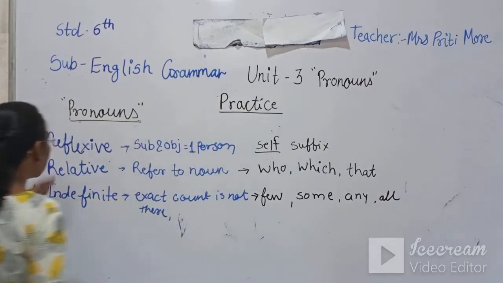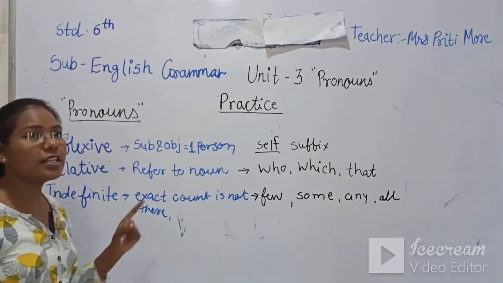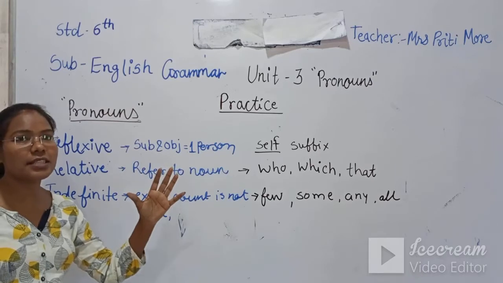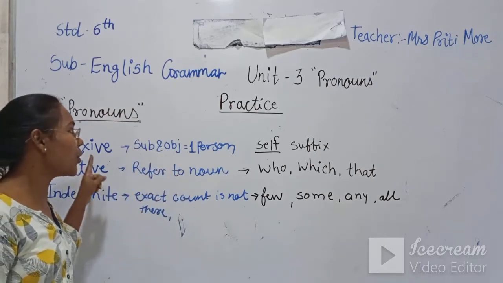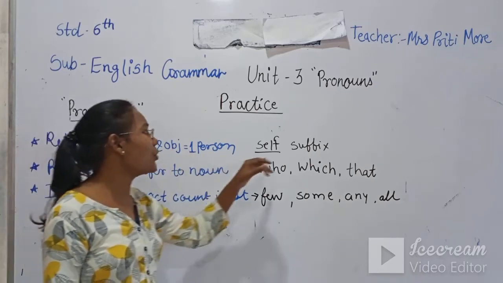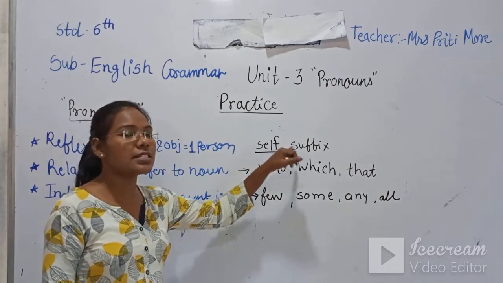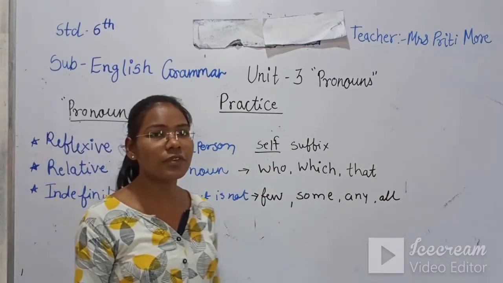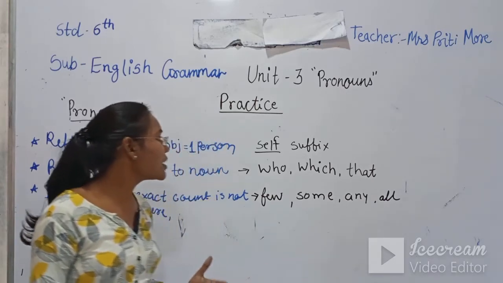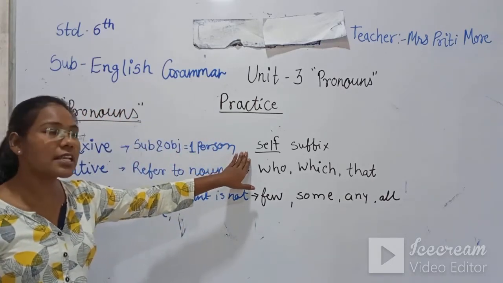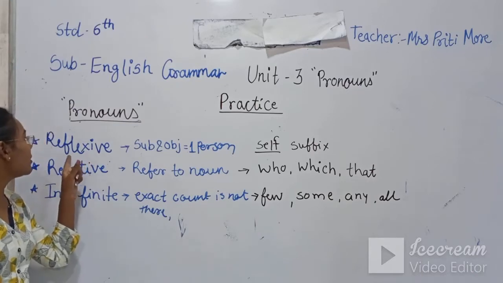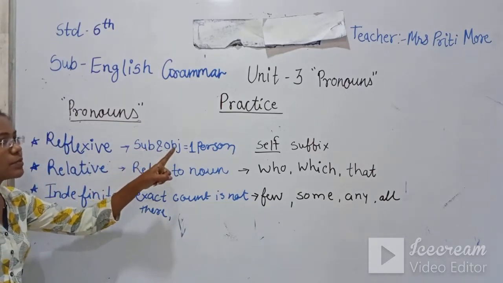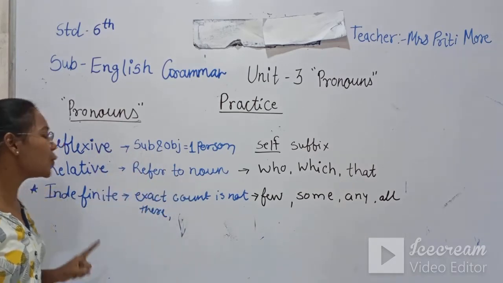So let's see first the reflexive pronoun. When in the sentence the subject and object are both the same person, that is called a reflexive pronoun. And in the reflexive pronoun we use this self suffix, right? Like myself, herself, himself, itself, themselves. That type of words come in the reflexive pronoun, where the subject and the object are one person only.